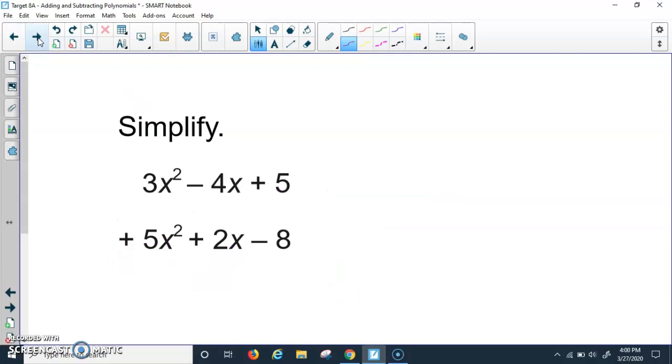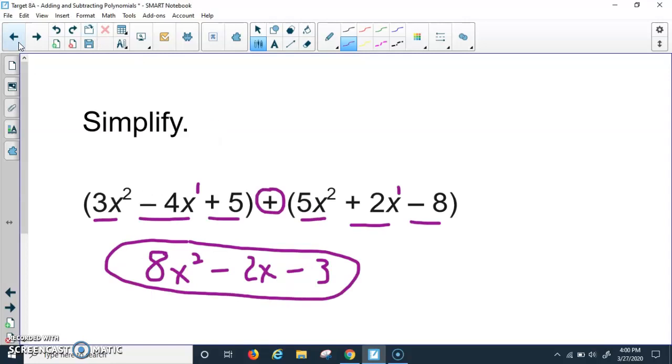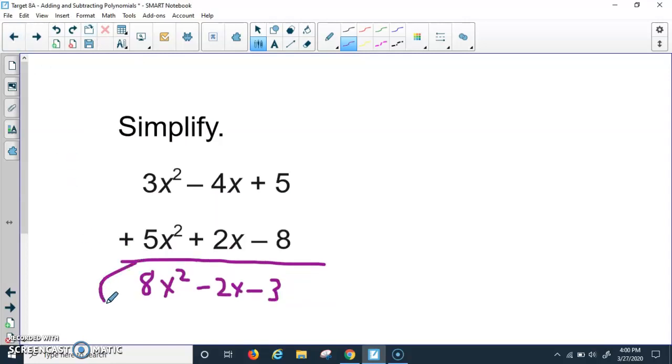Now, if these are the same, we should get the same thing whether we do this horizontally or vertically. Notice how the like terms again are in line. So we're going to go 8x squared, just combine together the like terms. Negative 2x. Hand slipped. 8x squared minus 2x, then minus 3, which should be the same thing we got on the previous slide, and it is. So hopefully you got that. Now let's look at the last one.